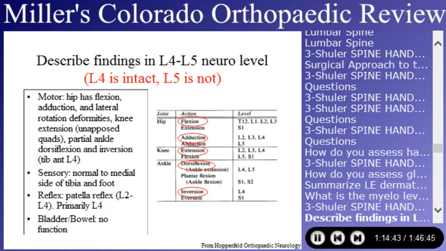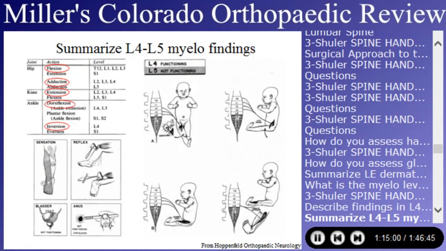I show there that he has hip flexion, adduction, knee extension because he has unopposed quads, partial ankle dorsiflexion and inversion. Sensory is located there. Patellar reflex, primarily L4. No function on bowel or bladder. And this is the diagram that's actually in the book that is extremely helpful in determining this. You have a non-functioning patulous anus, bladder's not functioning, your reflex would be absent at the Achilles but intact at L4 level, which is the knee.